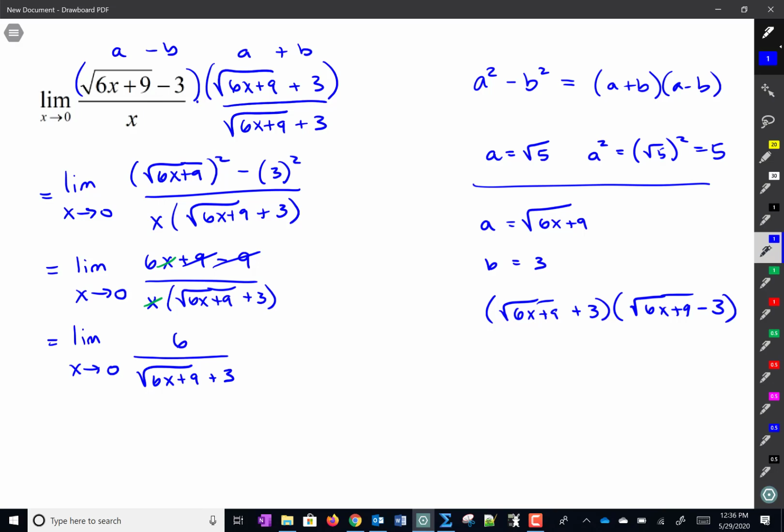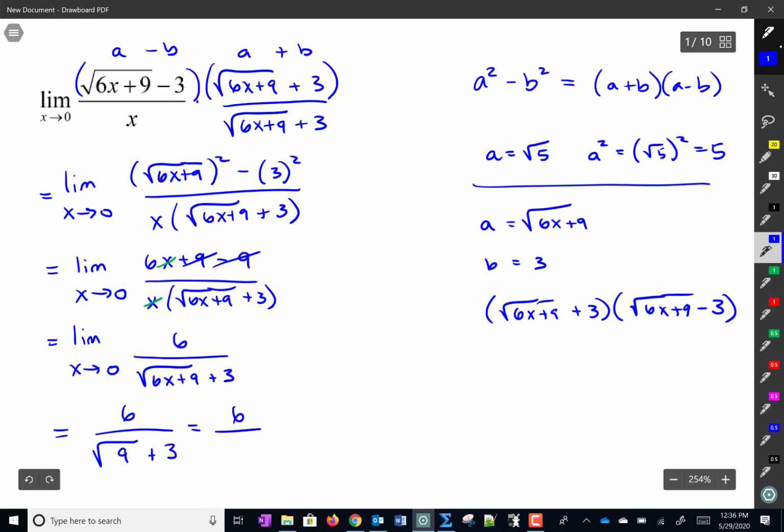Now, if I let x go to 0, so I'm now evaluating this limit by letting x go to 0, it would be 6 over the square root of 6 times 0 plus 9, which would just be 9, plus 3. So 6 over the square root of 9 is 3, plus 3, so 6 over 6, which is 1. And since that's a real number, that's the value of my limit.